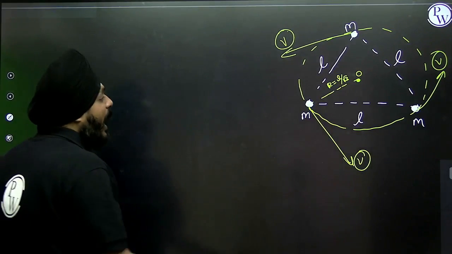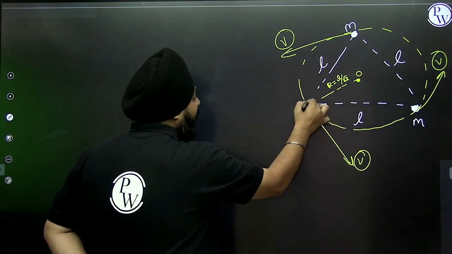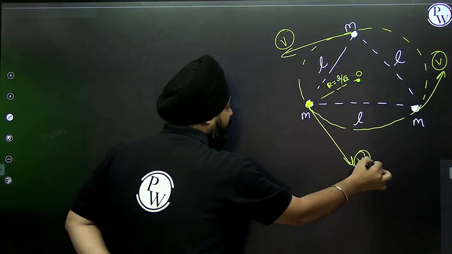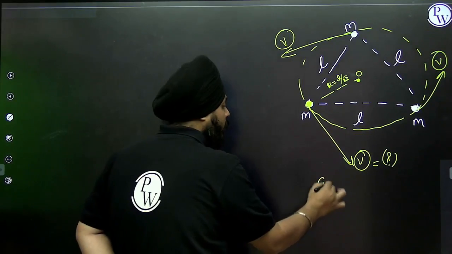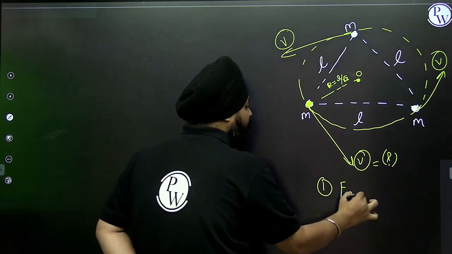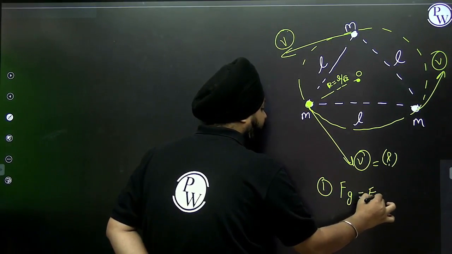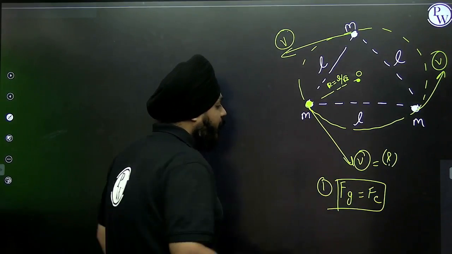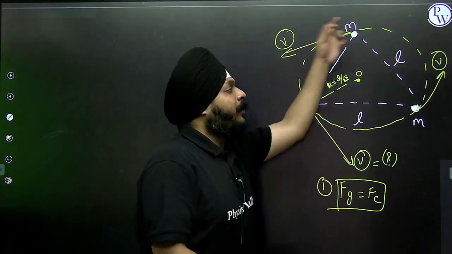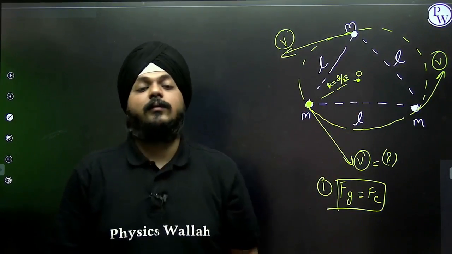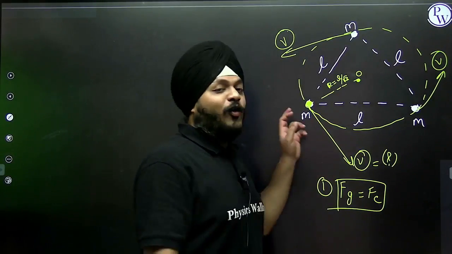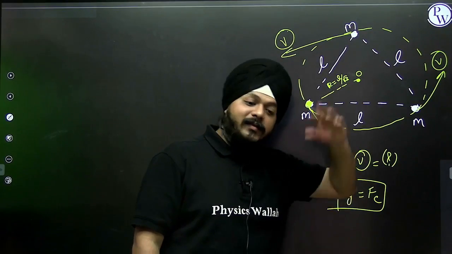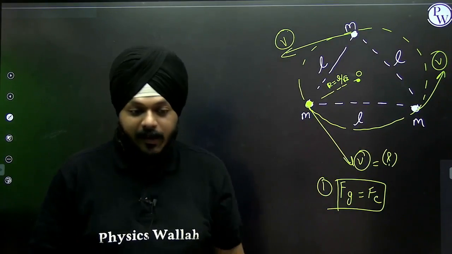Now, how are we going to calculate the velocity? One thing we are sure: the resultant gravitational force is providing the necessary centripetal force. If this condition is satisfied, then and only then the particles can move on the circular path. First, we are going to see the case of the identical particles, and then we are going to see the case of the unidentical particles.